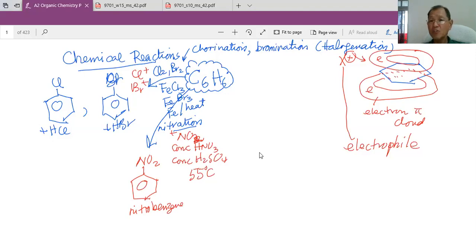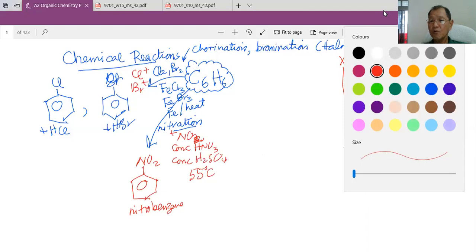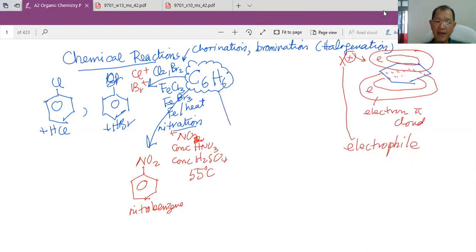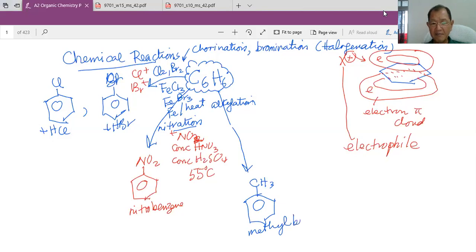Now the third one, of course, I'm going to change my color. Right here, of course, alkylation. They call it Friedel-Crafts. Don't forget about that one. It's called alkylation. I want to introduce an alkyl group there, a CH3. So which means I want to produce something like CH3. What is this substance called? Methyl benzene, C6H5CH3.